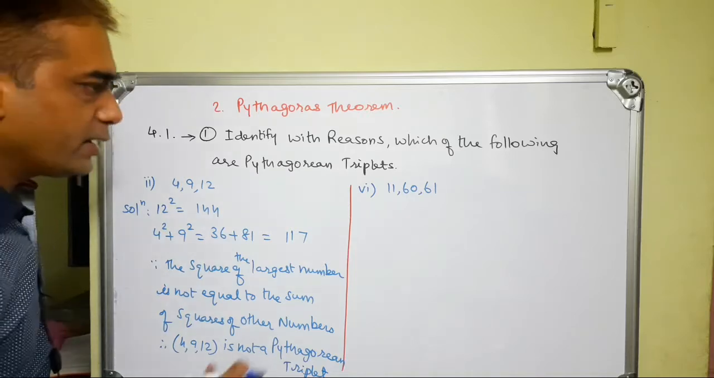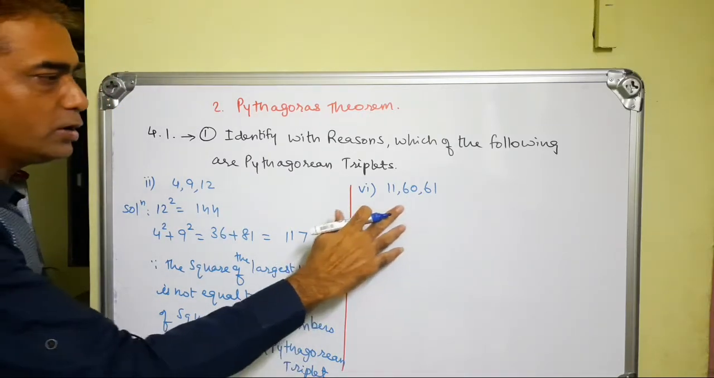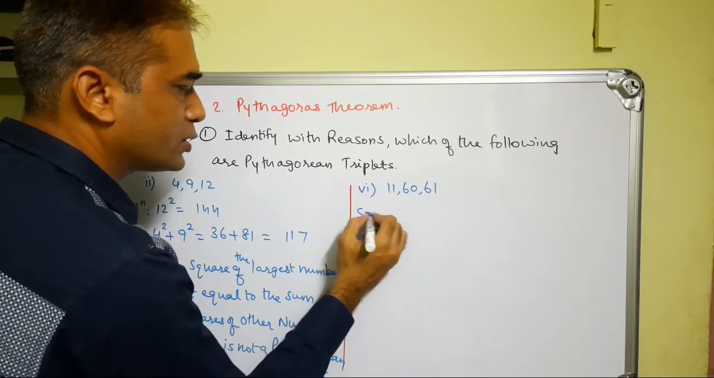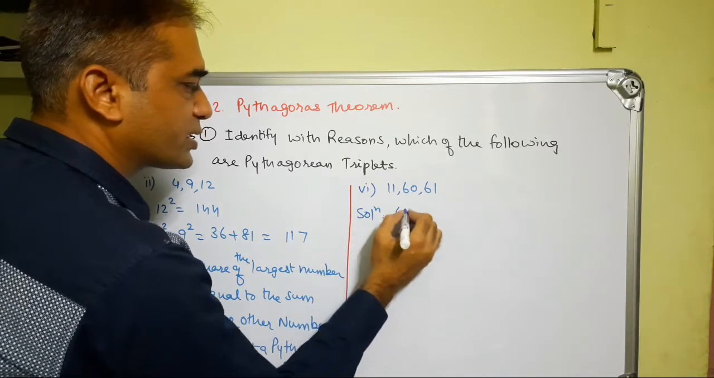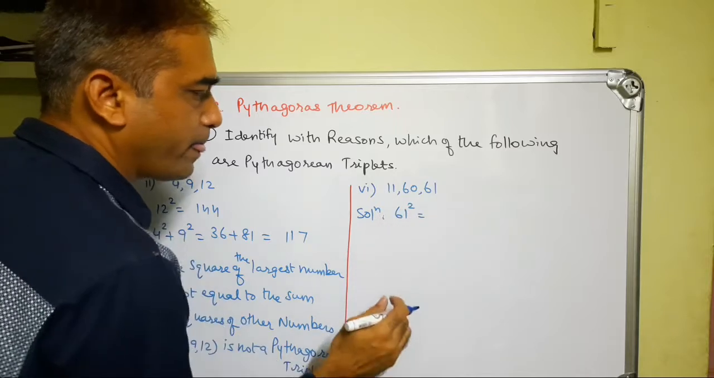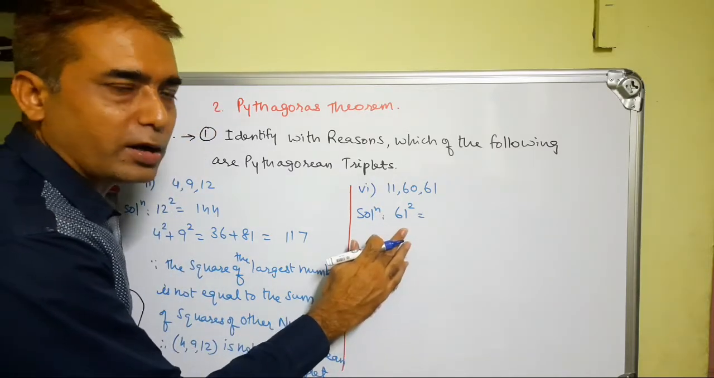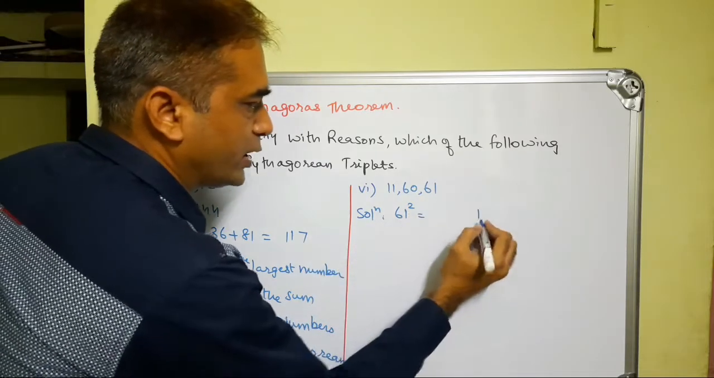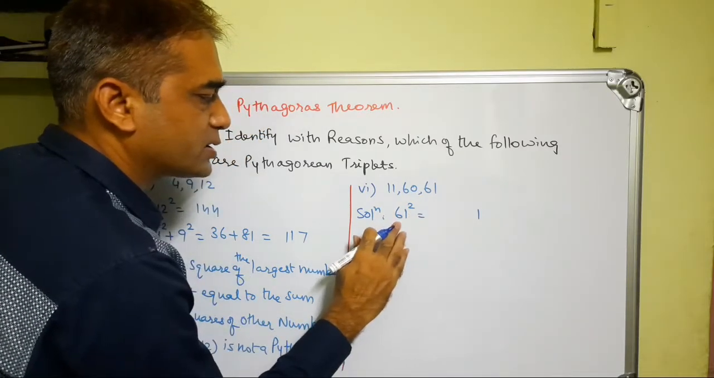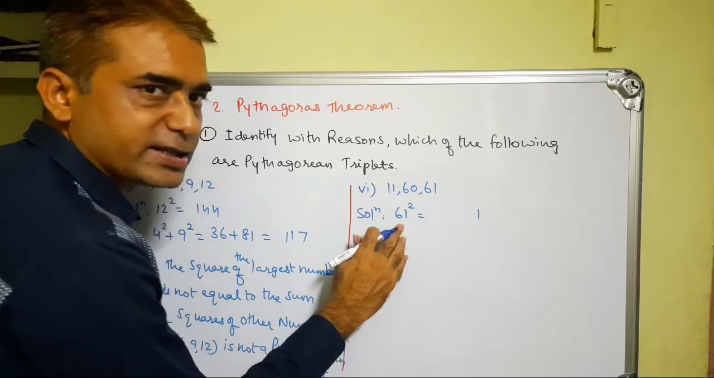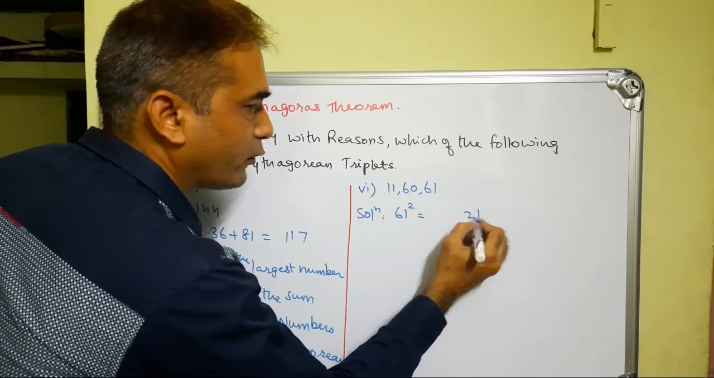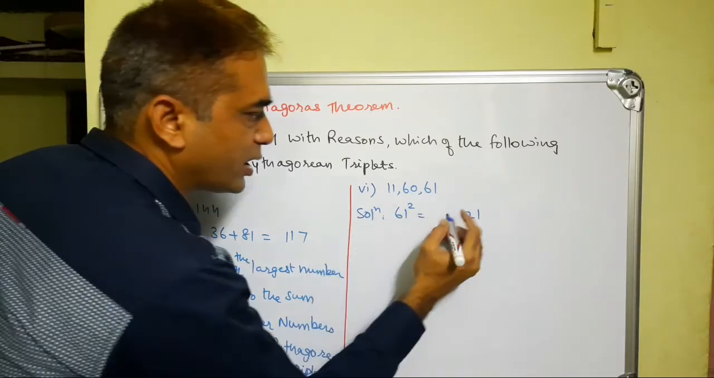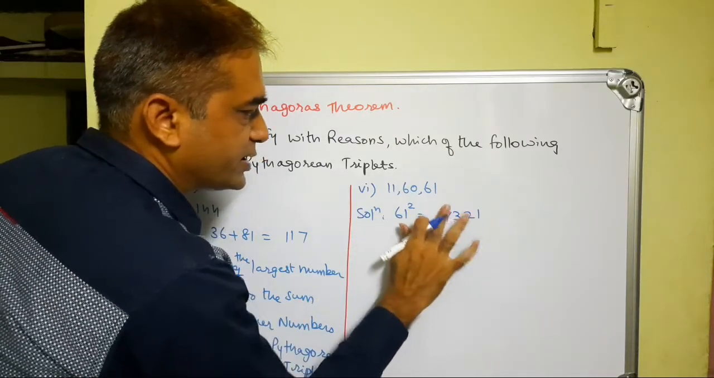Now, in this way, we'll solve this sub question number 6. Here the greatest number is 61. Solution: 61 square equals to. Now you must be knowing the short trick of finding the square. 1 square is 1. Product of these two numbers, 6 into 1 is 6 and its twice is 12. So we'll write 2 here, carry 1, and 6 square is 36 plus 1, 37.